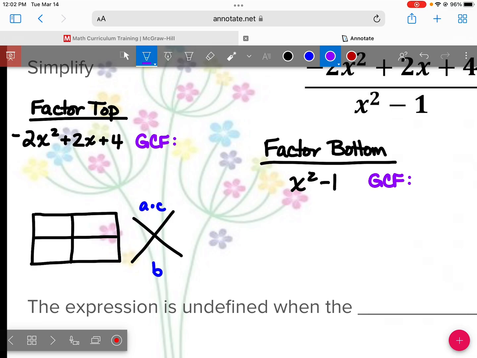And write that out. That's not right. You didn't take out your GCF. You wrote it down, but you didn't actually take it out. Divide it out. Divide this by -2. Divide this by -2. Divide this by -2.